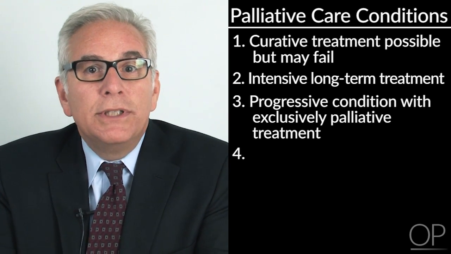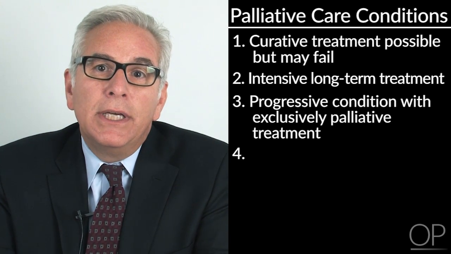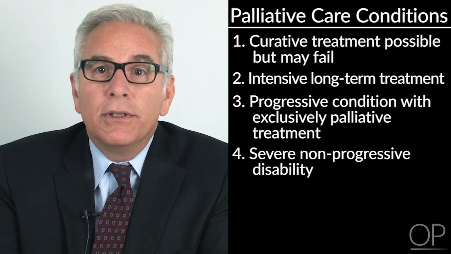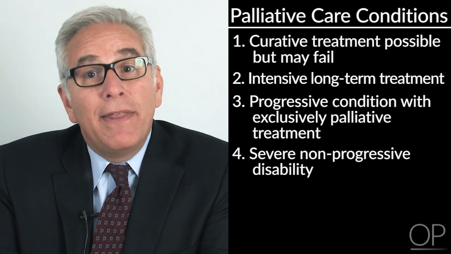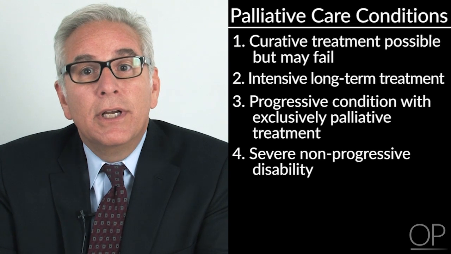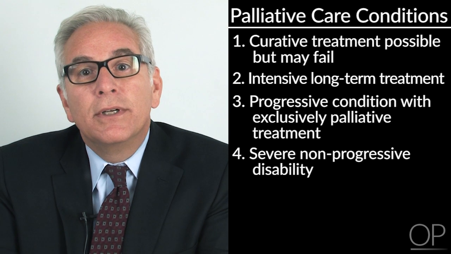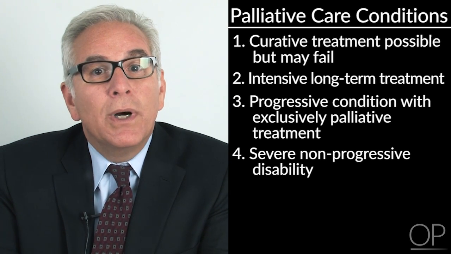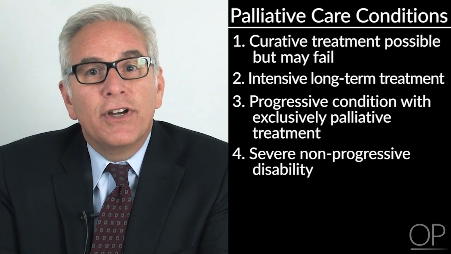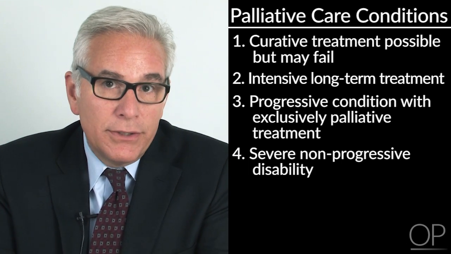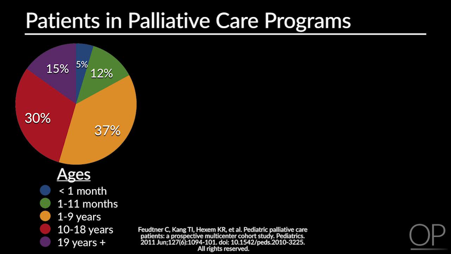And the final group would be children with conditions involving severe non-progressive disability, which can cause extreme vulnerability to health complications. And by that I mean a child who has severe cerebral palsy with recurrent infection or difficult to control symptoms, a child with severe neurologic sequelae of a bad episode of infectious disease, or children who've suffered anoxic or hypoxic brain injuries.